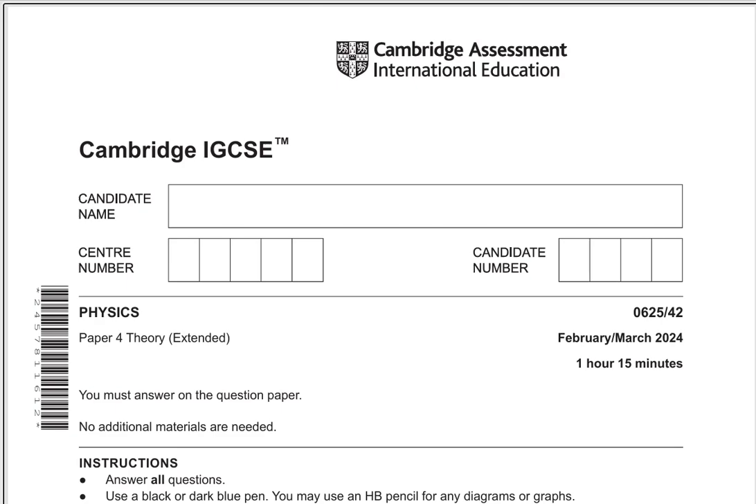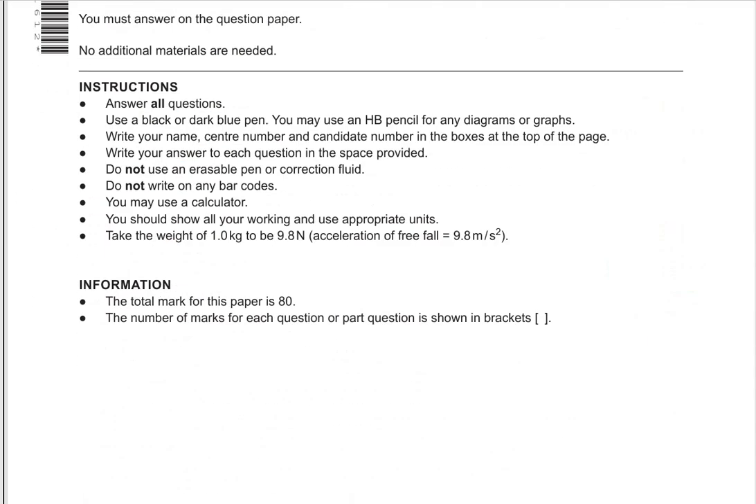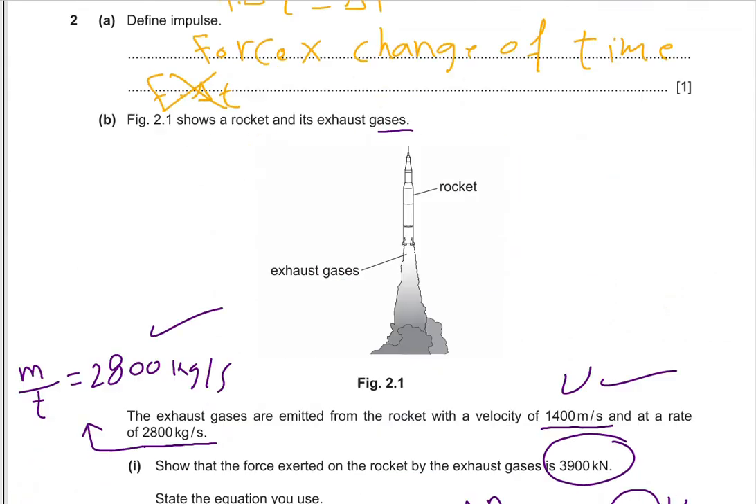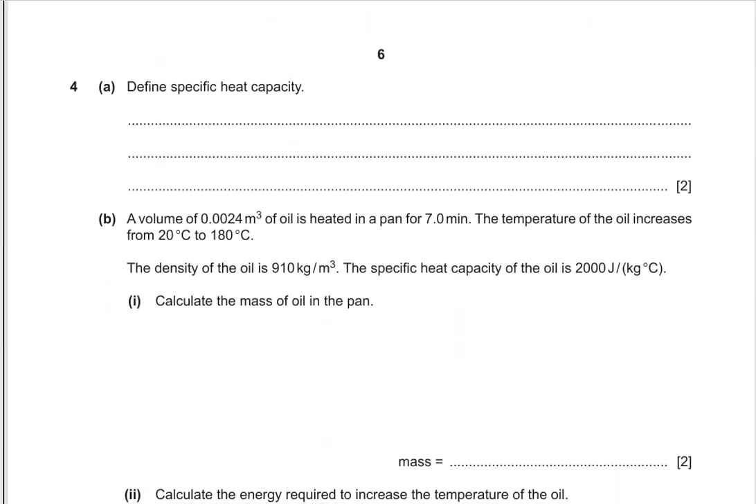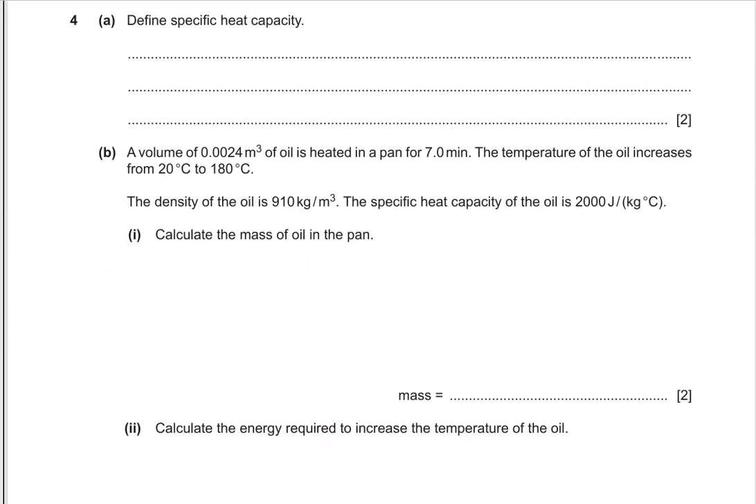This is the second part of solving paper 4 theory extended number 42 February-March 2024. In the first part we solved question 1, 2 and 3. Today we're going to complete with question 4. So let's start. Question 4, in A, they say define the specific heat capacity.